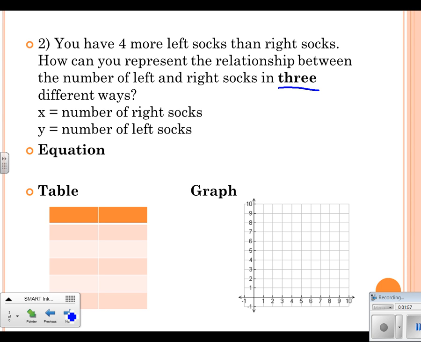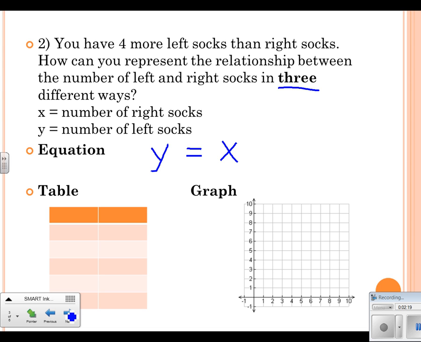So for the equation, I know I have a y and I know I have x. Now we know they're not the same. Y, the number of left socks, and x, the number of right socks, are not balanced. It said I have 4 more left socks than right socks. So really right now this is not an equation, they're not balanced.